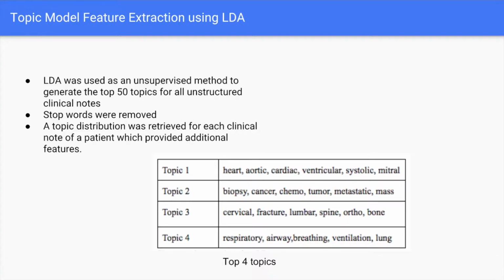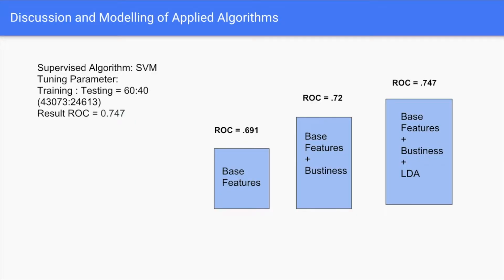As you can see, in topic 1, the attributed features are heart, aortic, and cardiac, which represents heart failure. When using SVM, the best ROC value was 0.74 when using a combination of base features, burstiness, and topics from LDA. By adding the burstiness parameter, it did improve our prediction by 0.03 as opposed to just using the base features.